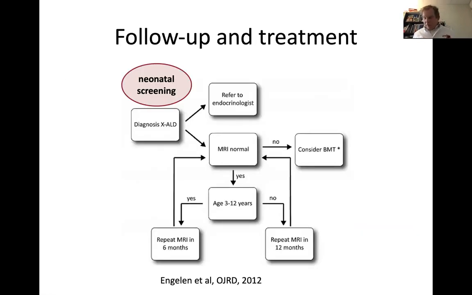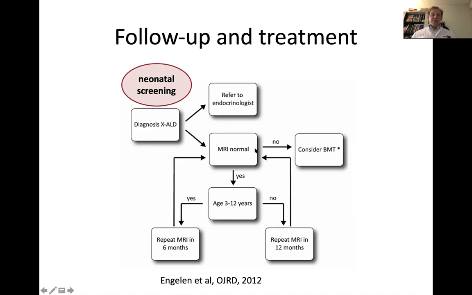So once you have a patient with the diagnosis X-linked adrenoleukodystrophy, what do you do? Well, usually we have a kind of one-stop shop clinic where the patient is seen by an endocrinologist to treat the adrenal insufficiency, or if not present, to screen for it, and also by a neurologist to evaluate for neurological symptoms and do MRI follow-up. I will go into more detail in a little bit.